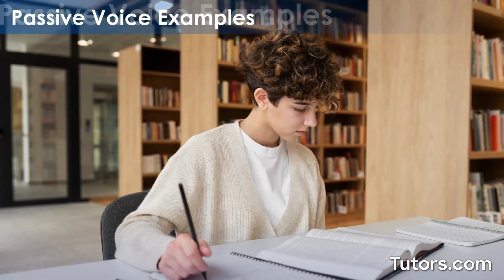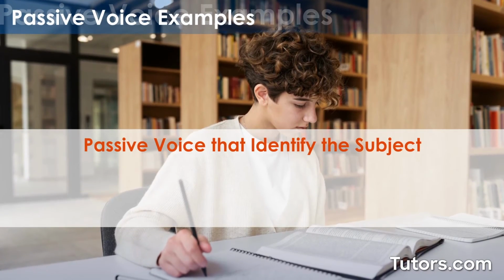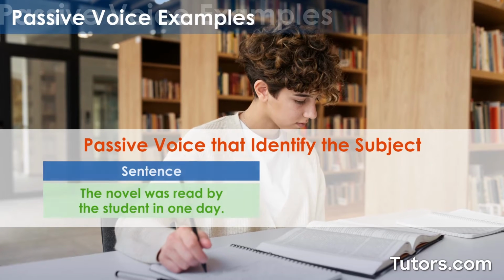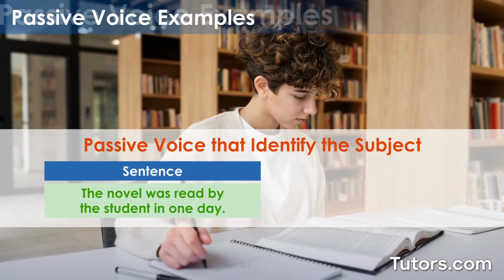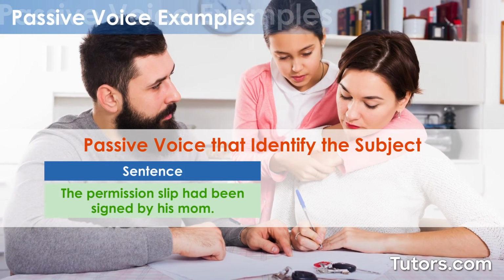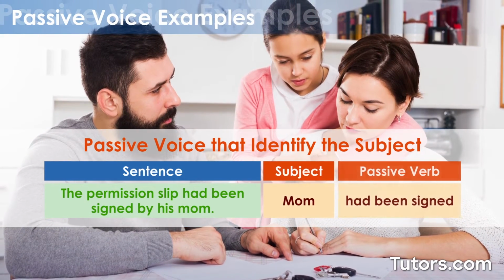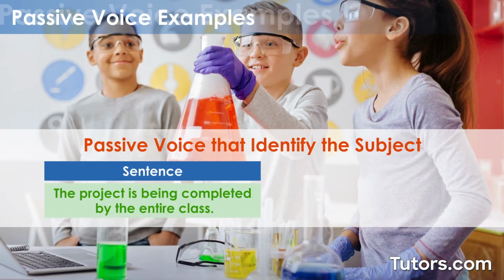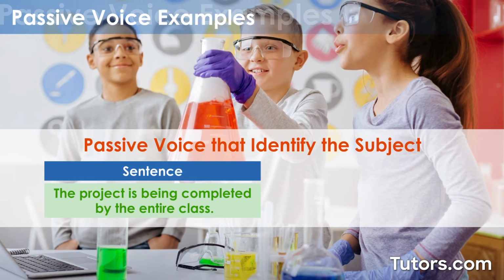Here are some example sentences written in passive voice that identify the subject. The novel was read by the student in one day. The permission slip had been signed by his mom. The project is being completed by the entire class.